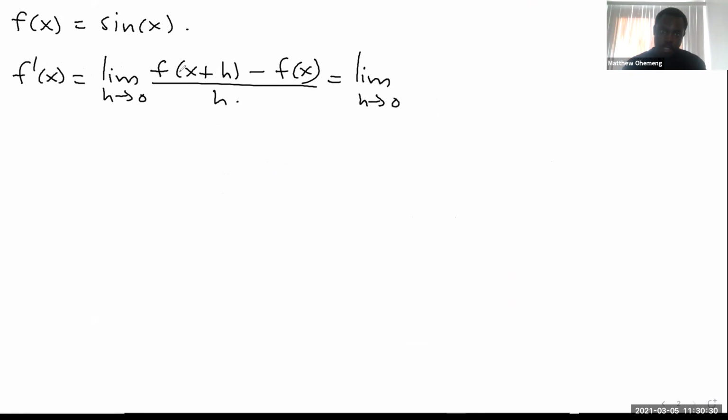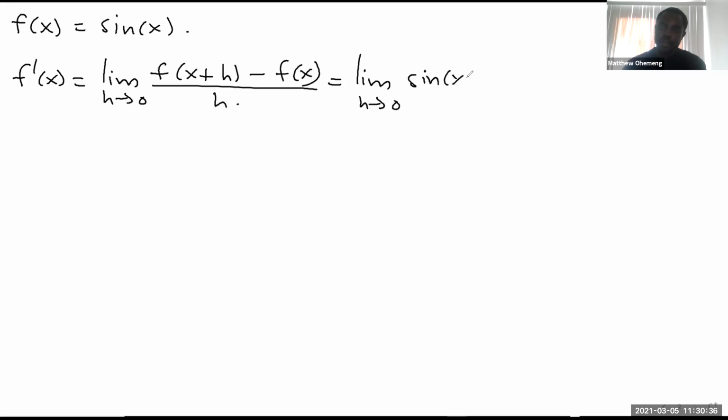So we have the limit as h approaches 0. What is f of x plus h if f of x is sine of x? Well, it's just sine of x plus h minus sine of x all over h.